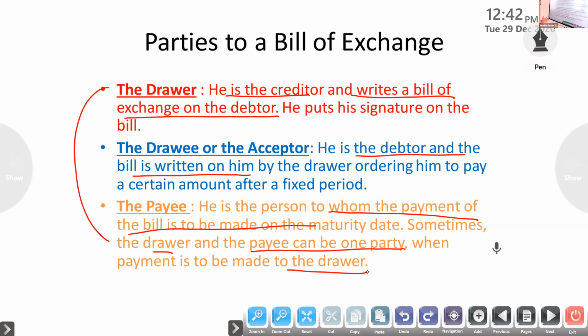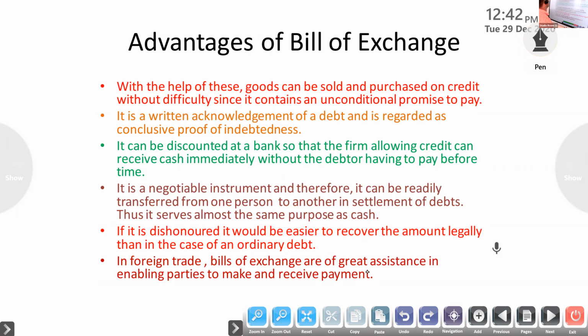Next, advantages; we already studied. With the help of this, we can purchase goods and services on credit basis. Second, it is a written acknowledgement of debt and is considered a conclusive proof of indebtedness. It can be discounted at a bank so that the firm allowing credit can receive cash immediately without the debtor having to pay before the time. Means we can discount the bill.